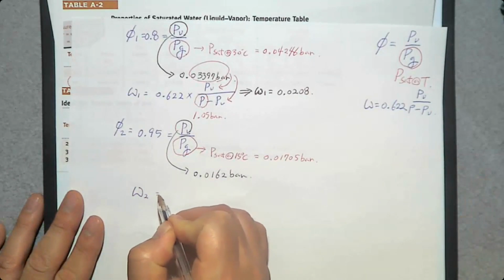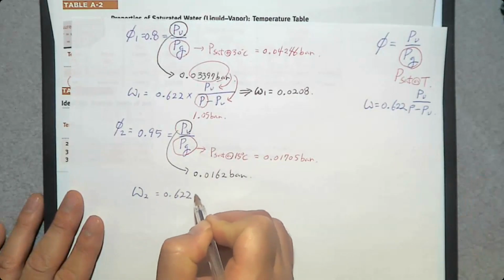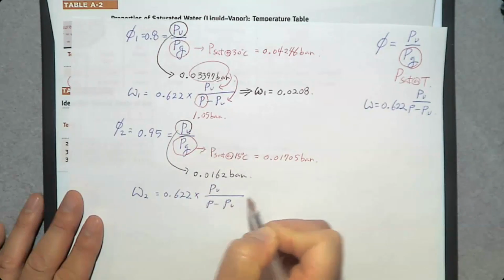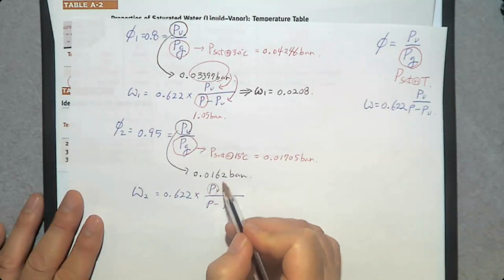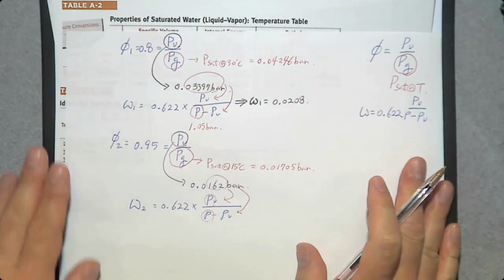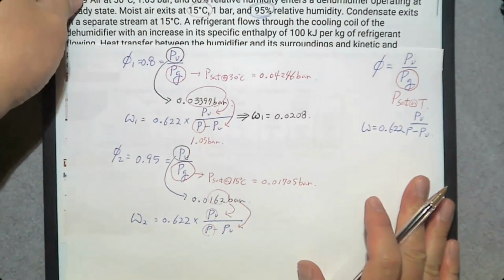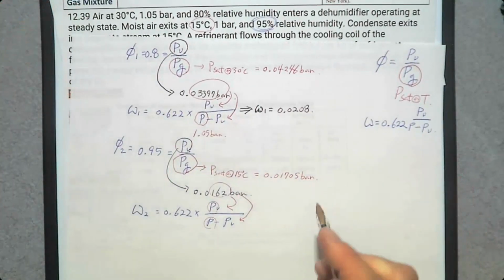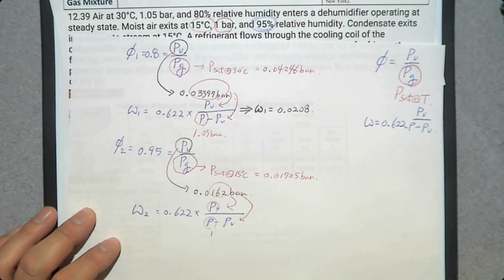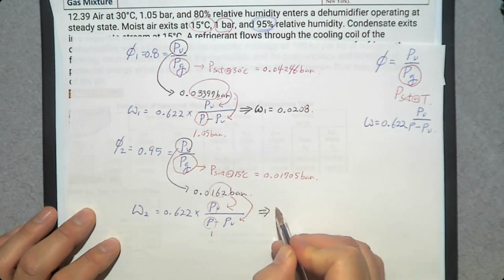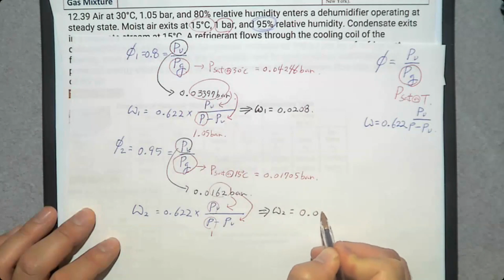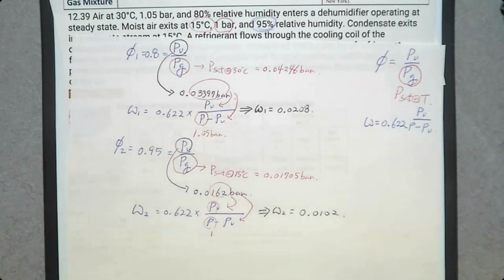Once you determine PV, the humidity ratio equation is omega 2 is 0.622 times PV over P minus PV. Do we have PV? Yes, this number. What about the pressure at the exit? 1 bar, so 1. Now, can you determine omega 2? Yes. Omega 2 is 0.0102.